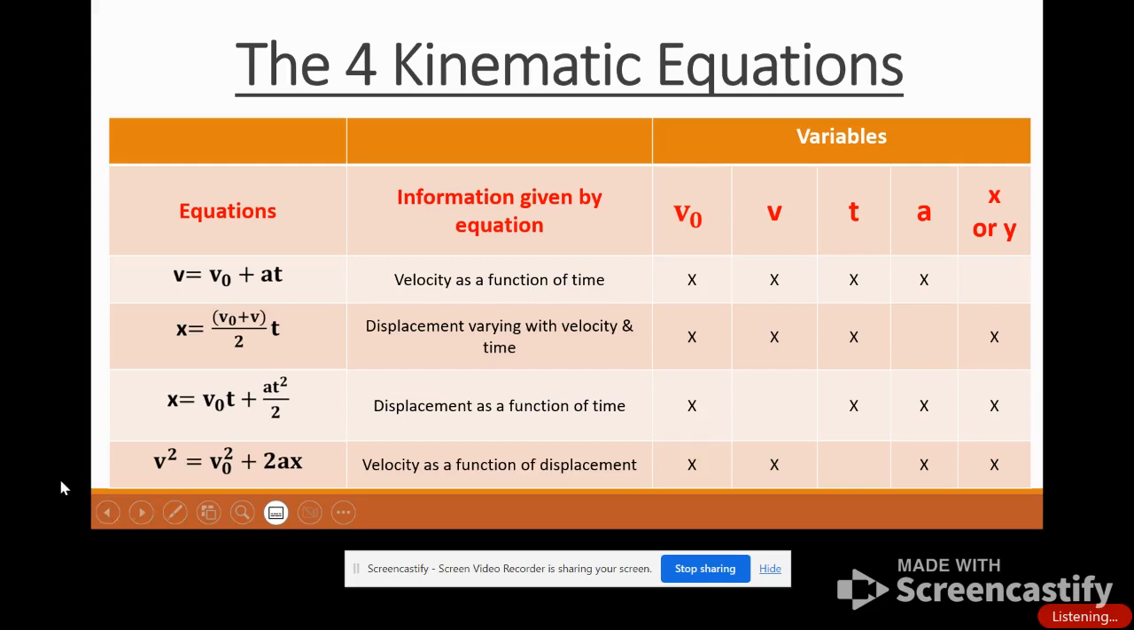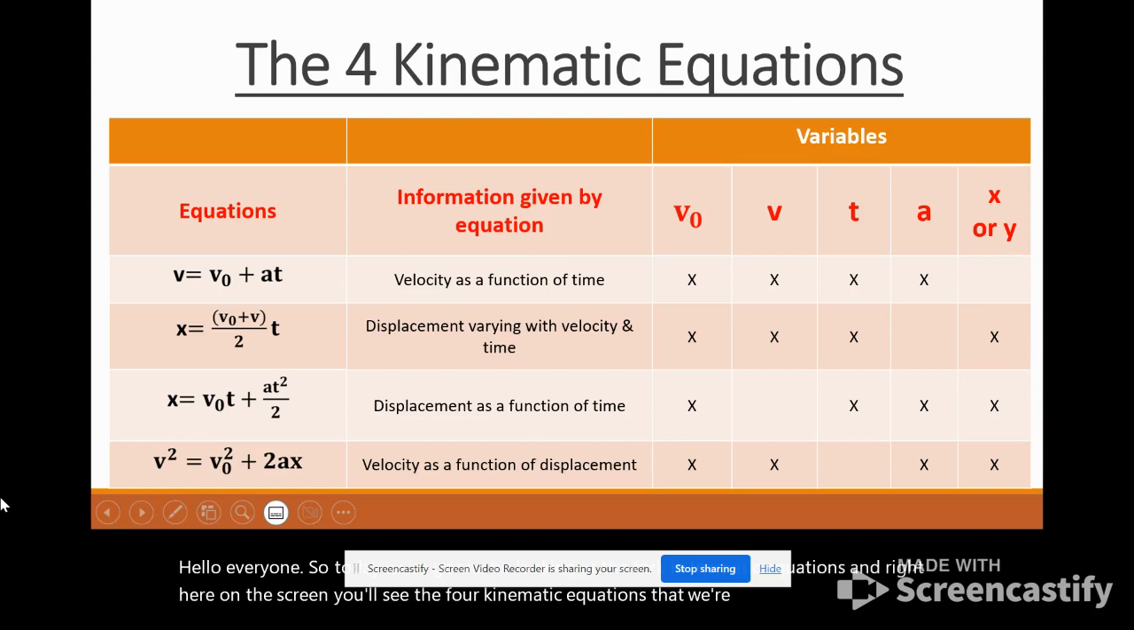Hello everyone, so today we're going to be looking at the four kinematic equations. Right here on the screen, you'll see the four kinematic equations that we'll be using to calculate either velocity, acceleration, time, or distance, depending on what the problem is asking us to do.